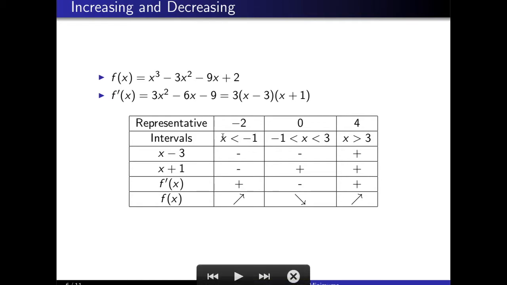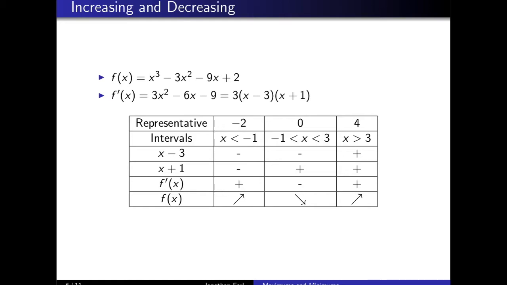Along this row, we've split the real number line up based on where the derivative is 0. The derivative is 0 at minus 1 and 3. So we're going to split the real number line into these sections: everything to the left of minus 1, everything in between minus 1 and 3, and everything bigger than 3. And I'm using representatives for each of these intervals. On the column, I have every factor in f prime that could change sign on us, so we have x minus 3 and x plus 1, because we're really only concerned with signs.